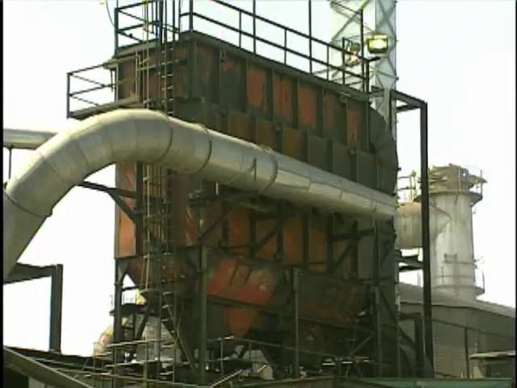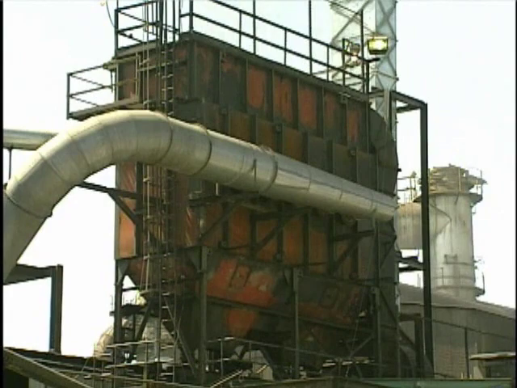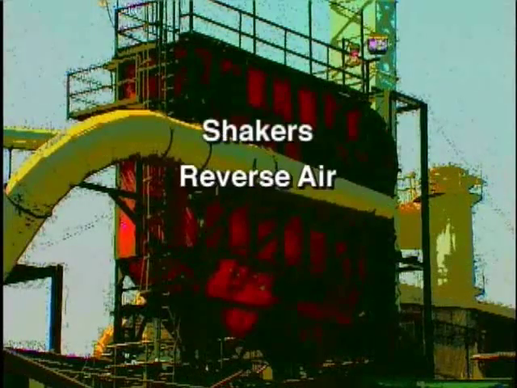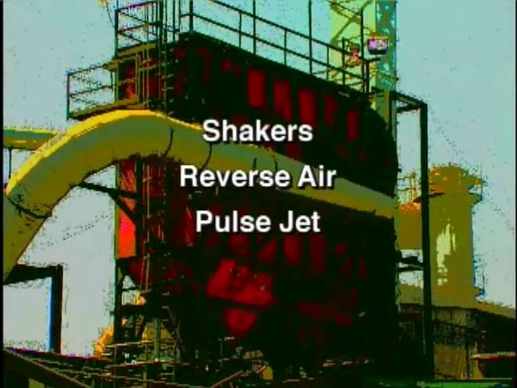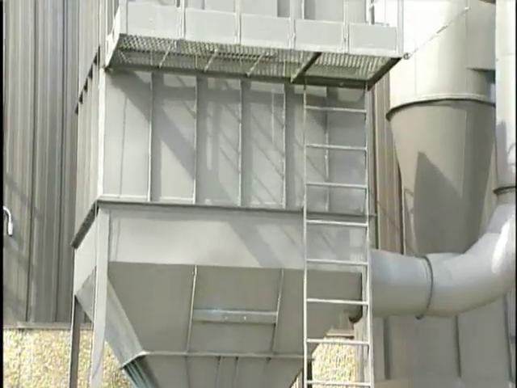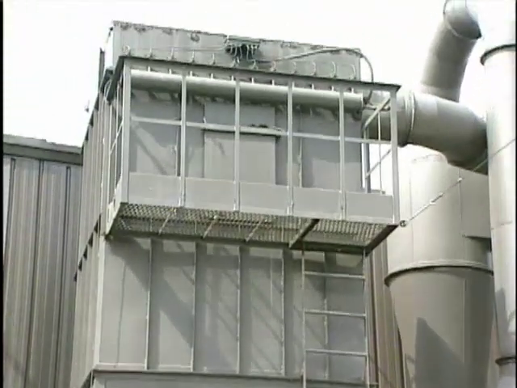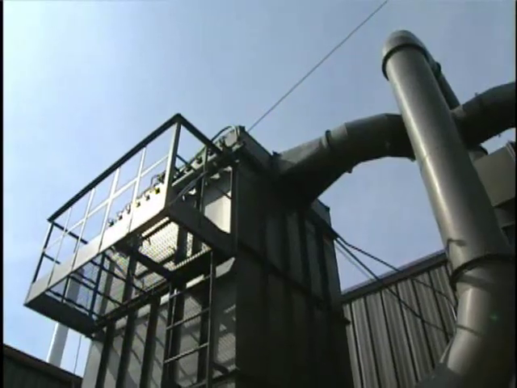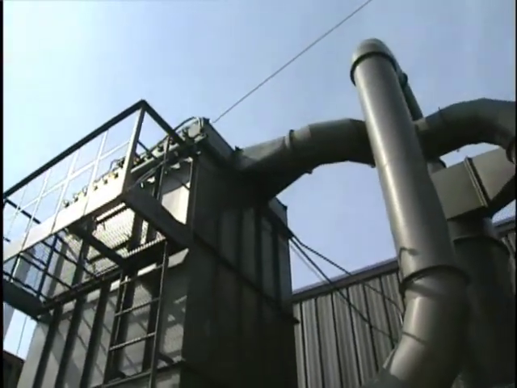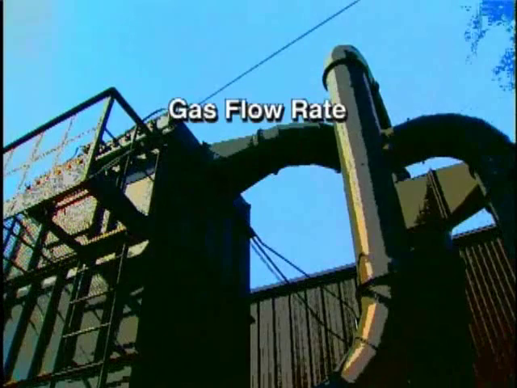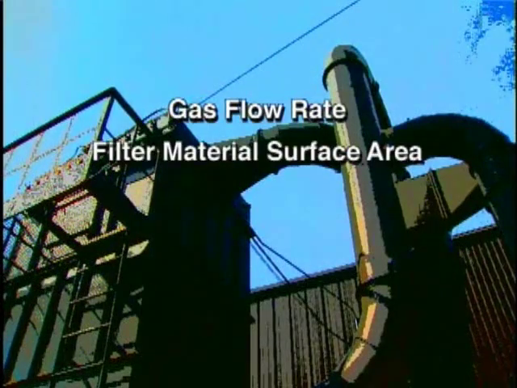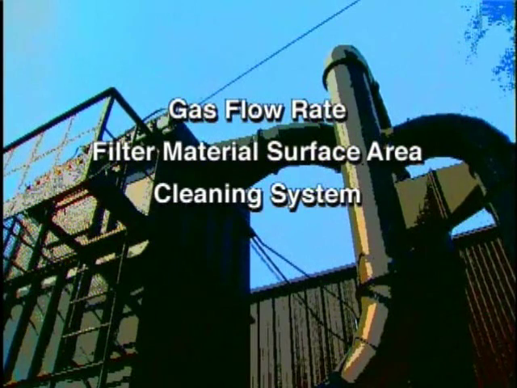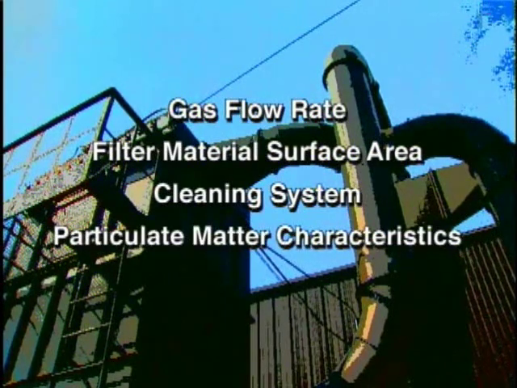To review, the common types of fabric filters classified by cleaning method are shakers, reverse air, and pulse jet. The common types of fabric filters classified by the mode of operation are intermittent, periodic, and continuous. Other component and design considerations for fabric filters include the gas flow rate, the filter material and surface area, the cleaning system, and the particulate matter characteristics of the contaminated gas.